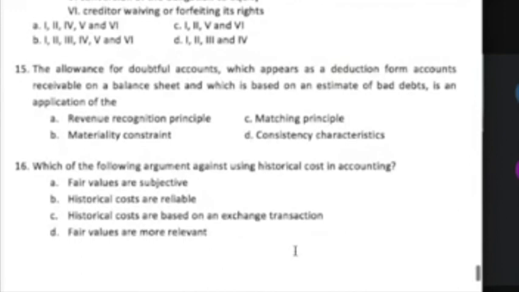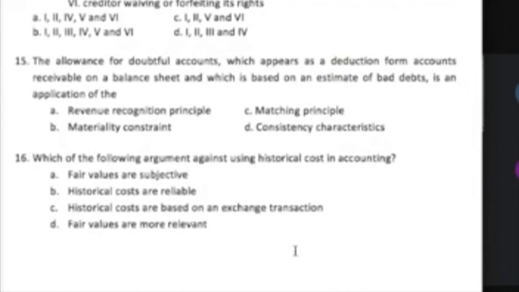Let's have 15. The allowance for doubtful accounts, which appears as a deduction from accounts receivable on a balance sheet and which is based on an estimate of bad debt, is an application of the letter C, sir, matching principle. That's correct. Number 15 would be matching principle. Can we have number 16 also? Which of the following is an argument against using historical cost in accounting? Letter D, sir. Fair values are more relevant. That will be correct.